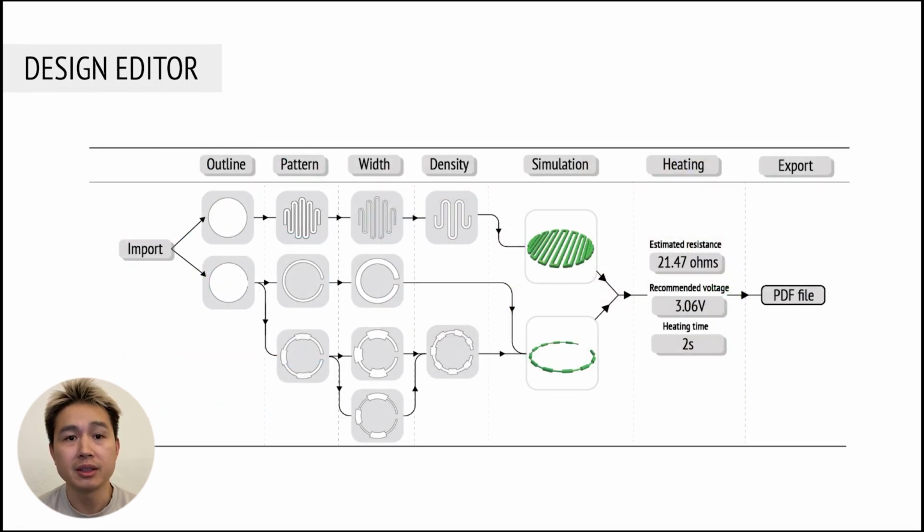Users can generate designs by following these steps. They can first import a drawing file, and then select the design type and adjust the design parameters. Our design editor also allows them to view simulation results, and then finally they can adapt the recommended heating conditions and export design files for vinyl cutting.